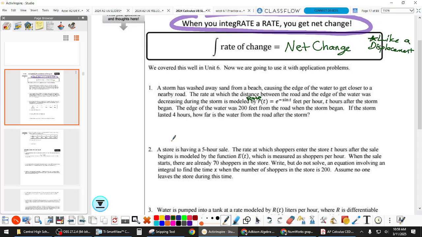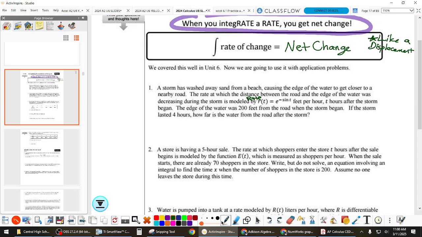So we can read that as an initial condition, but we can also read it as something to zero, like the accumulation before we start. You can also use it as a point if you need to take it up. Yeah. So if the storm lasted 4 hours, how far is the water from the road after the storm? So, thoughts on how to do it?